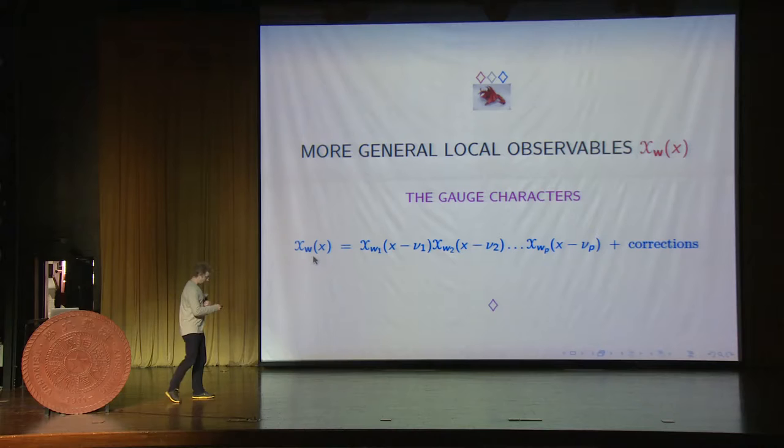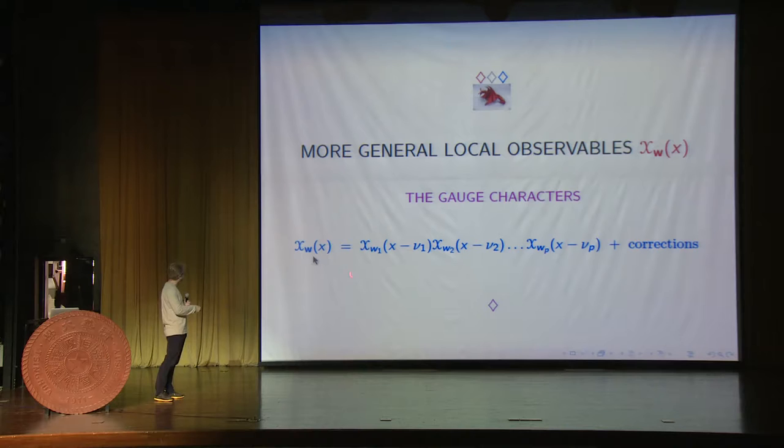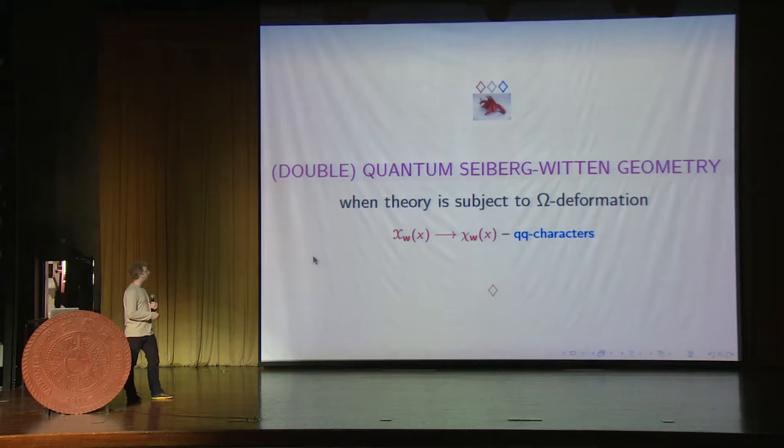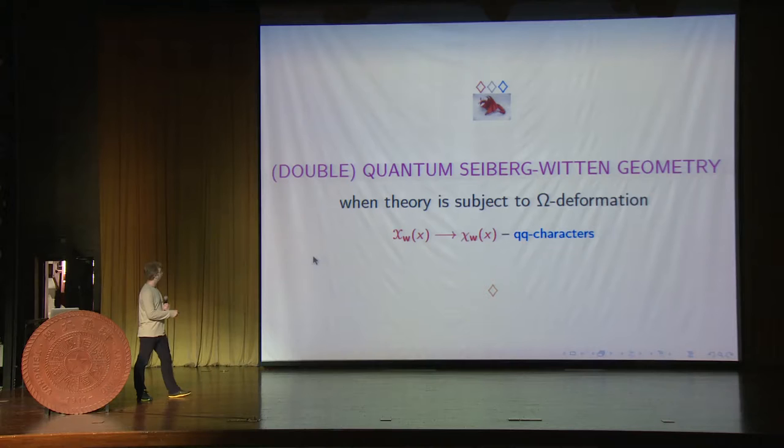And these are not all such possible expressions. You can form more complicated expressions where you take products of these things and also correct them. They all have the main feature that the expectation values have no poles as functions of the auxiliary variable x. Now, this claim that there are no poles, you can translate into the Seiberg-Witten geometry of the low energy effective theory. And if your theory is subject to the so-called omega deformation, then these expressions also get deformed by the parameters of the omega deformation. And then these gauge characters are called the QQ characters in this case.